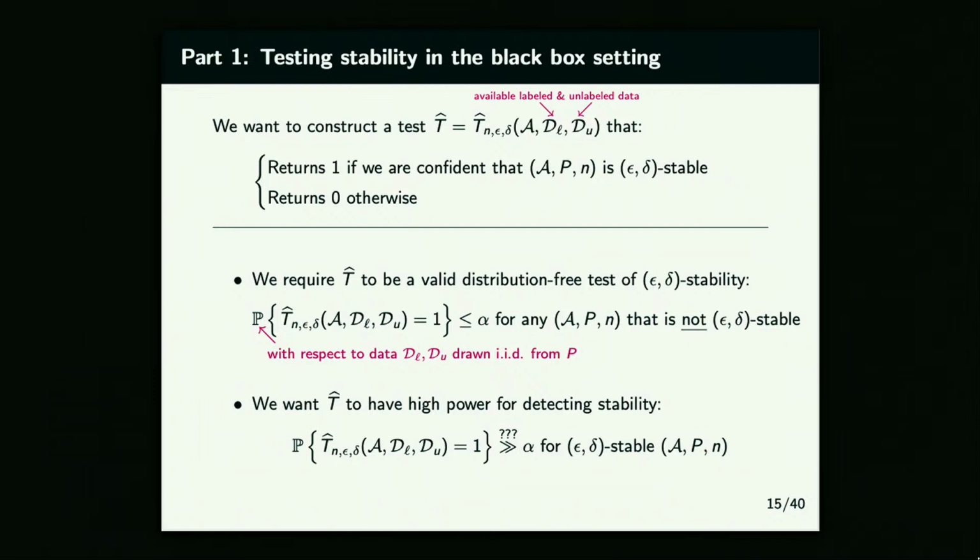So I would like to say that for stable algorithms, or APN triples, the probability of returning a 1 is larger than alpha. Now, of course, it might be that there are some algorithms that are stable, but they're difficult for some reason. So this doesn't necessarily have to hold for every stable A, but I'd like it to hold for nice stable algorithms, or at least for some class of stable algorithms, that the power is substantially better than random. So this is the goal.